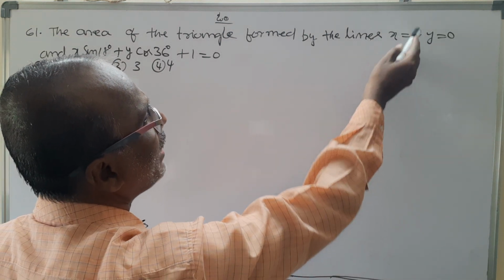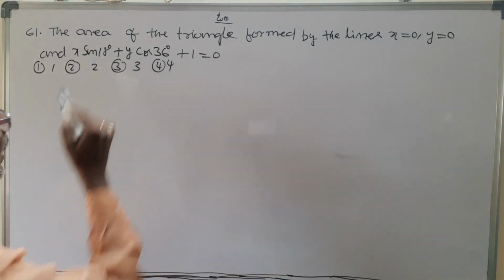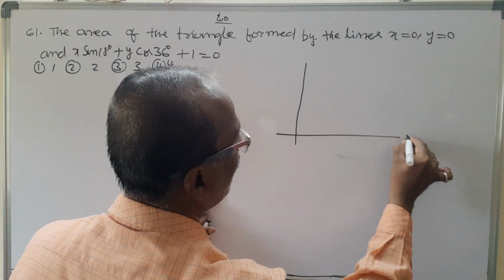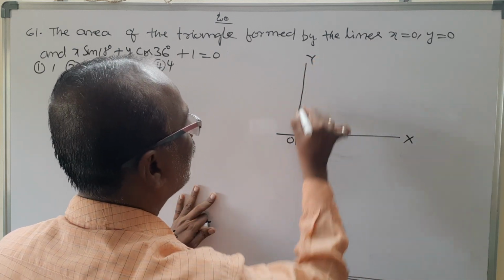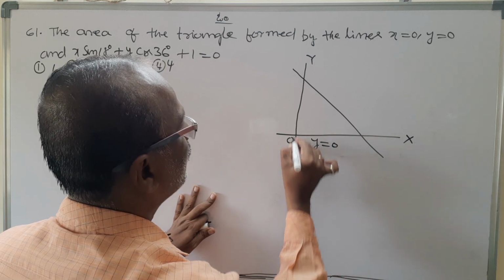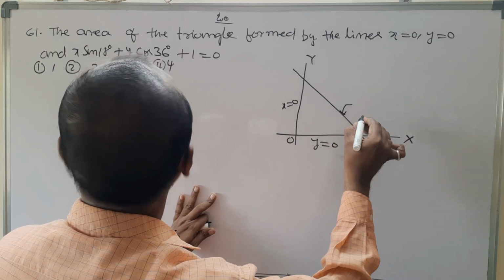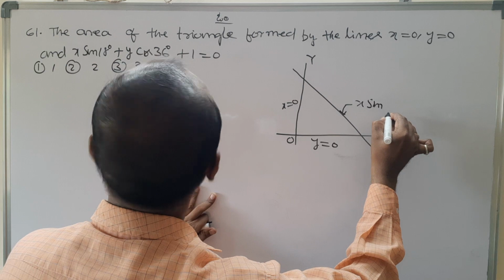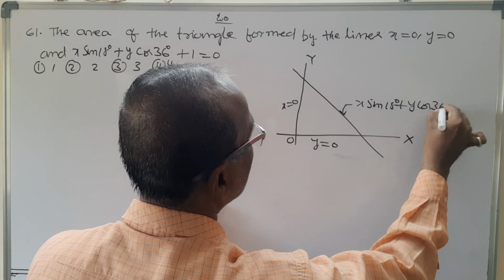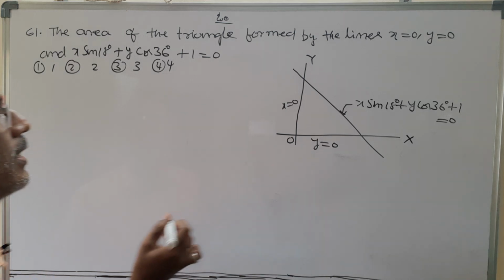X equal to 0 is the equation of the y-axis. Y equal to 0 is the equation of the x-axis. This is the line. By observing the diagram, this is the x-axis, y-axis, origin. This is the x-axis, its equation is y equal to 0. This is the y-axis, its equation is x equal to 0. Here one line is there, x sine 18 degree plus y cos 36 degree plus 1 equal to 0. This line forms a triangle with the coordinate axes.